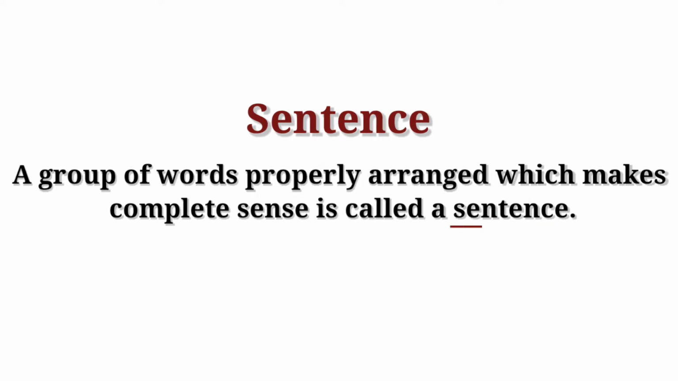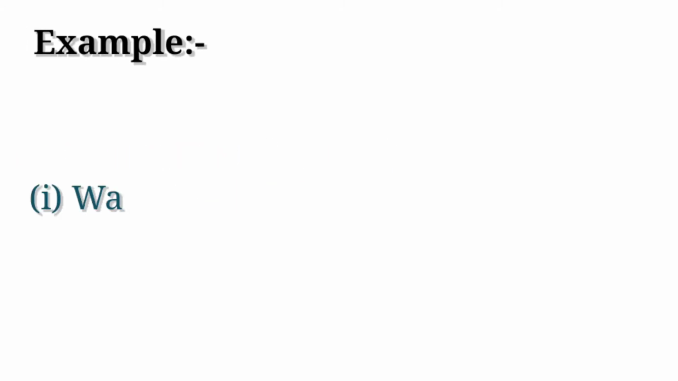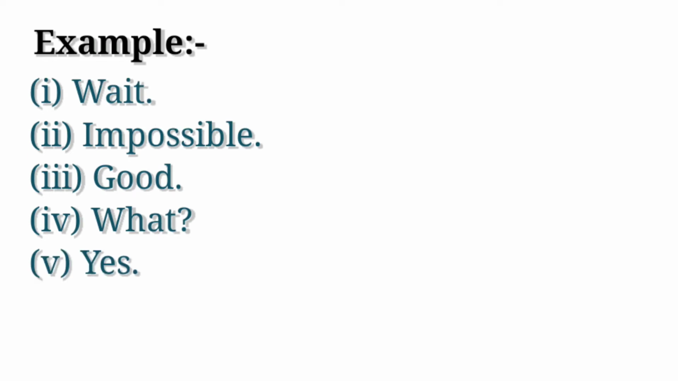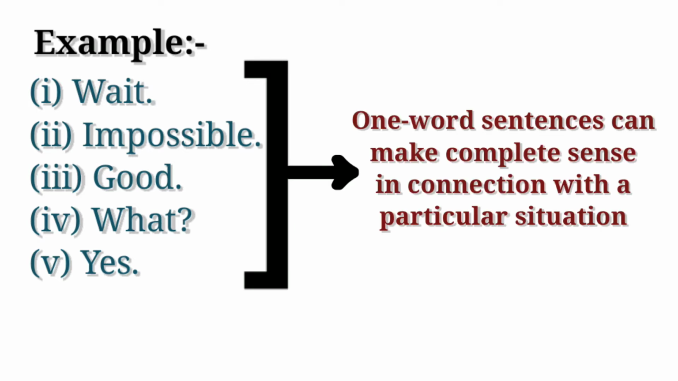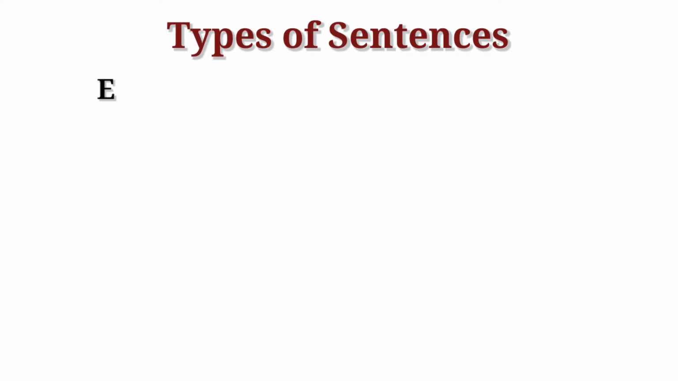Knowing further. A sentence may also consist of a single word to make complete sense. For example, wait. Impossible. Good. What? Yes. But the above one-word sentences can make complete sense in connection with a particular situation only. Let's now see the types of sentences. Look at the following examples.